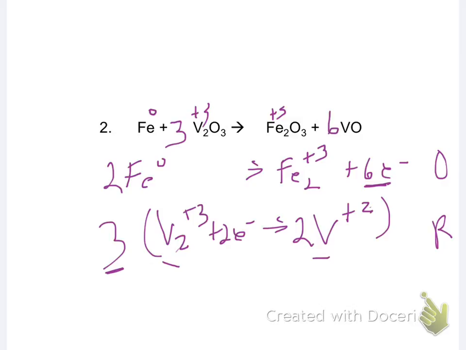Now we want to do an inspection to see if we are balanced. I forgot to bring this 2Fe up here. So I have 2Fe, 2Fe, 6 V's, 6 V's. 3 times 3 is 9. 3 plus 6 is 9. So voila, that's good.